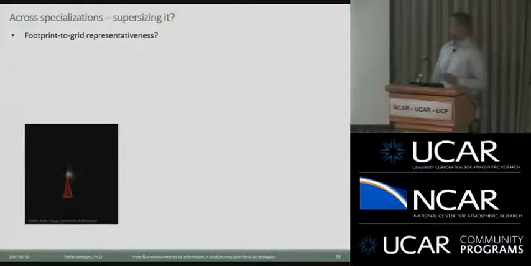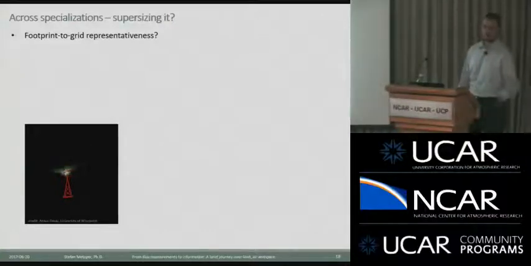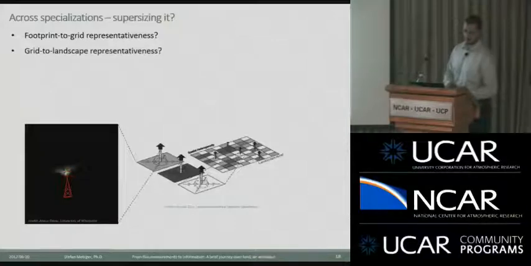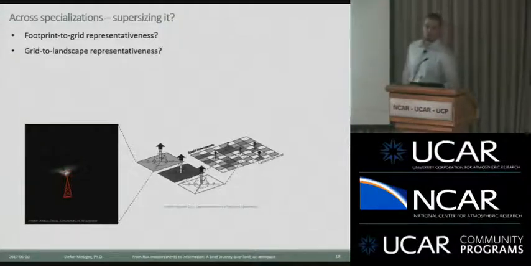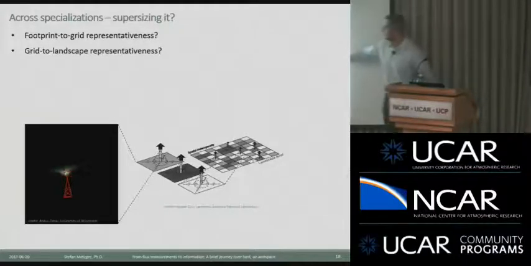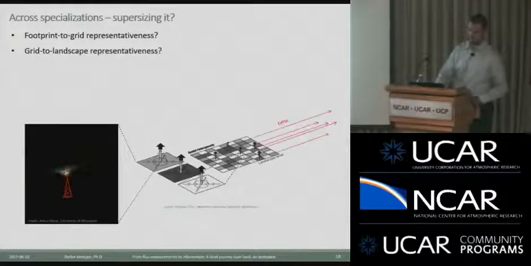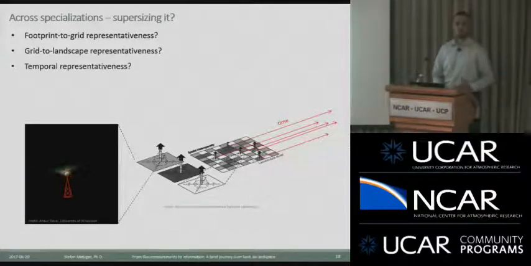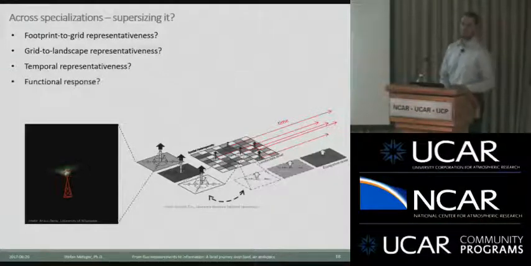The first headache was that, all right, we have this footprint thing. Back at the tower, just to simplify it, for each observation that we're calling a flux measurement, we really only see a tiny snapshot of the surface of the area that we're interested in. So it's our footprint to grid representativeness. Then even if we can express individual grids, what is our grid to landscape representativeness on a larger level? Then how do these things change over time? And what are the process relationships?